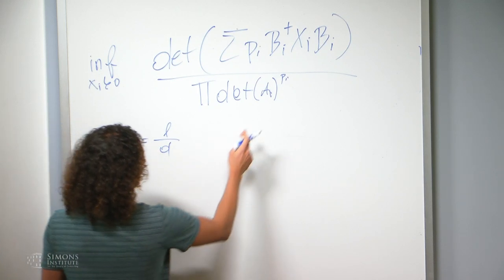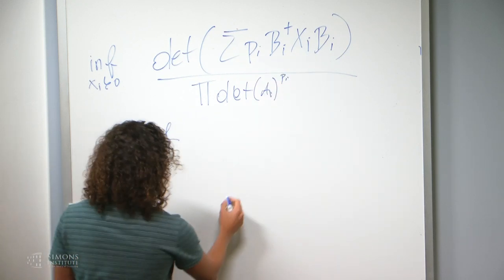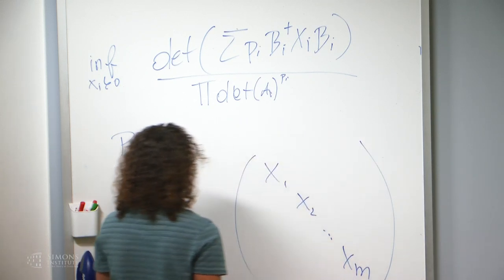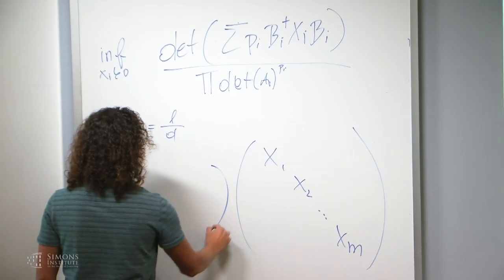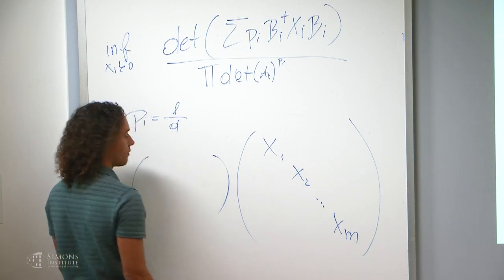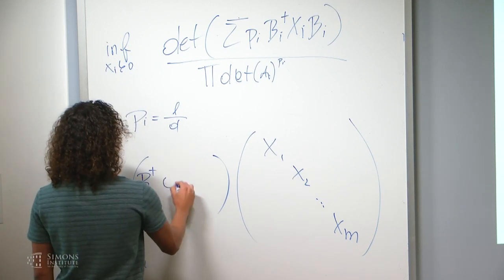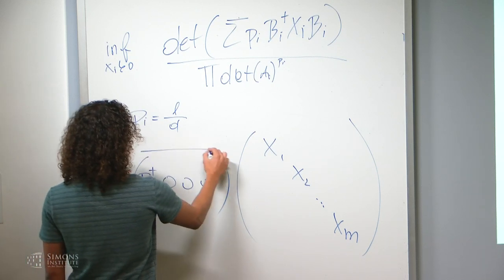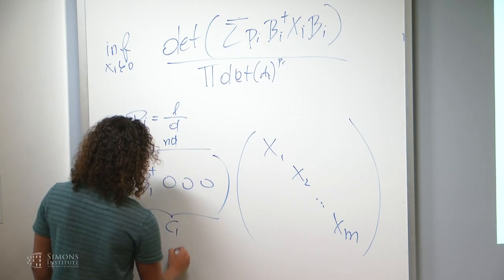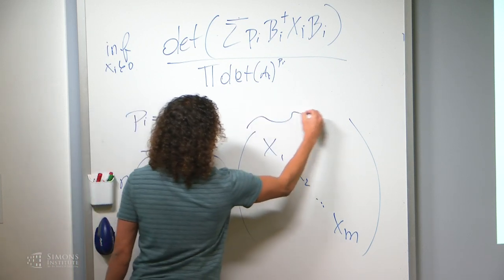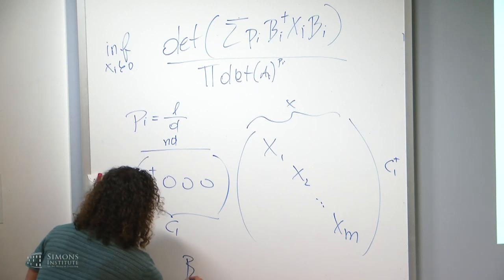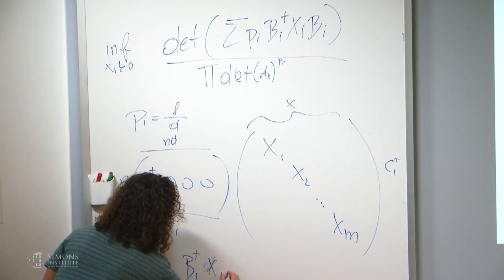Well, notice that B_i has to act on a different matrix, right? So let's suppose that we have a matrix like this, X_1, X_2, up to X_m. How does this big operator act on this matrix to only extract X_1? Well, I simply put B_1 transpose here, and everything's zero elsewhere. So this is an N by ND matrix where I only put B_1 here. Let me say that this is C_1. Once I multiply C_1 times this big matrix X, and I multiply by C_1 transpose, I get exactly B_1 transpose X_1 B_1.